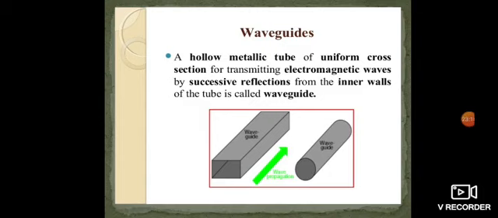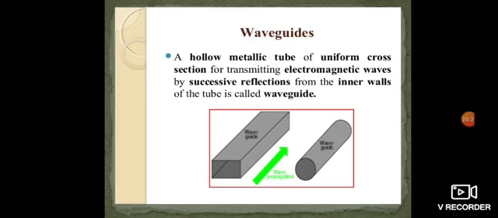And the next one is waveguides. What does waveguide mean? I have already told that under the transmission lines we have a number of types, but at microwave frequency ranges we do not use terrestrial transmission lines, because they are not used at these ranges. So waveguides are used for the high frequency range, that is, the microwave frequency ranges. What is the specialty of a waveguide? A hollow metallic tube of uniform cross section for transmitting electromagnetic waves by successive reflections from the inner walls of the tube is called a waveguide.